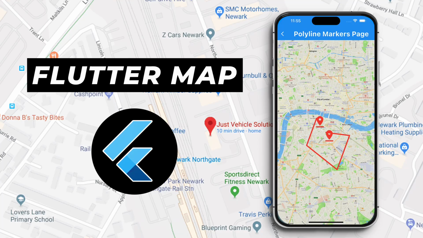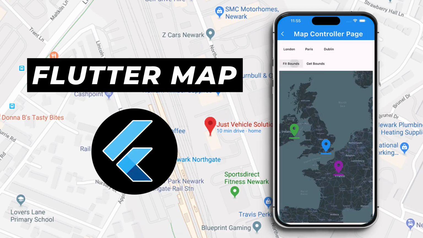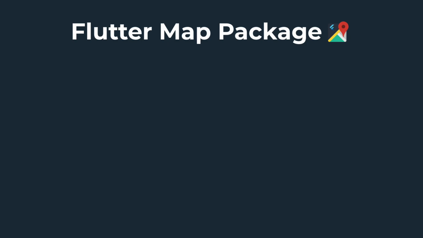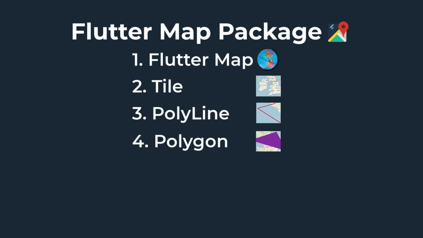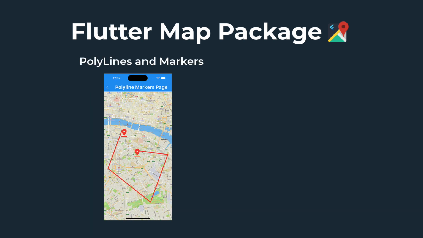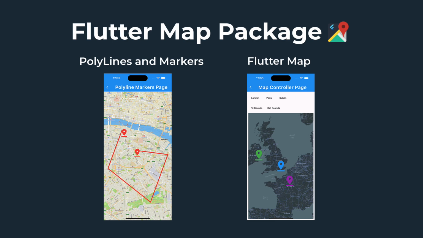Hello friends, have you ever tried to completely customize and configure maps in the Flutter app? The Flutter map package is customizable, configurable, simple and easy to learn. In this video, I will show you how to use the Flutter map package to add a Flutter map, tile layer, polylines, polygons, markers and circles on a map. We will build two examples to explore its properties, one for polyline and markers and the other for map controller.